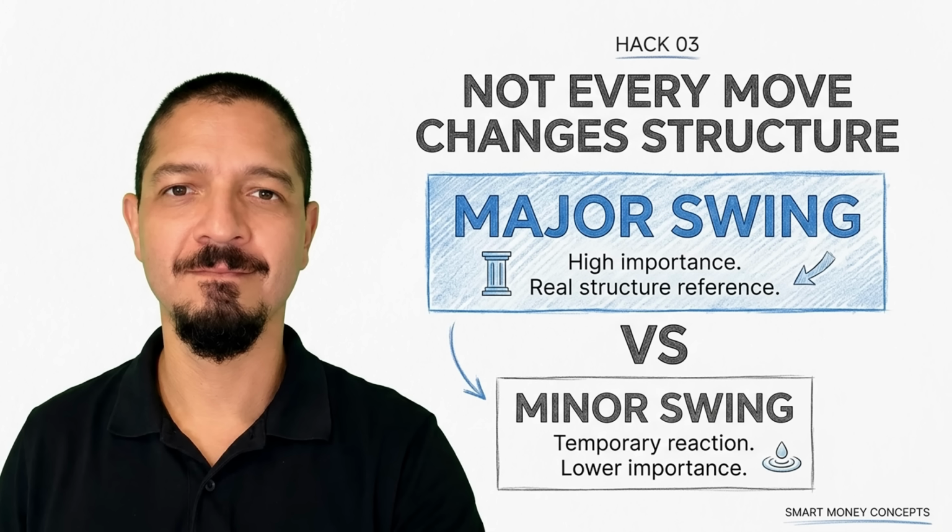However, this creates another major problem for most traders. Even after understanding break of structure and change of character, many traders still struggle to identify which pullbacks are truly valid and which ones are simply temporary reactions inside the trend. That is exactly why hack number 3 becomes so important, because not every swing high or swing low should be treated with the same level of importance.